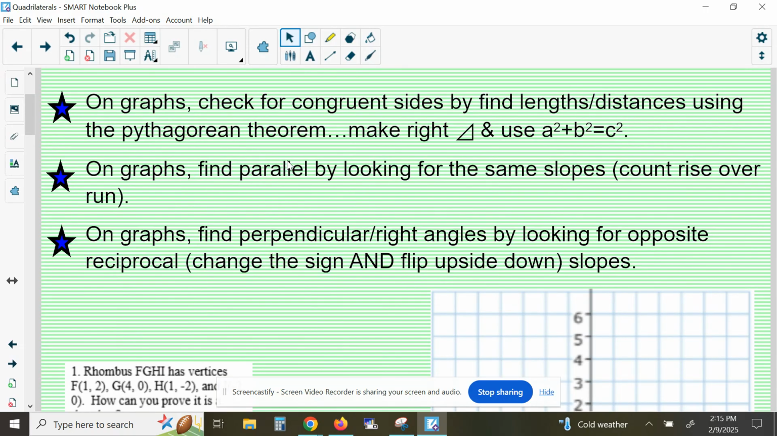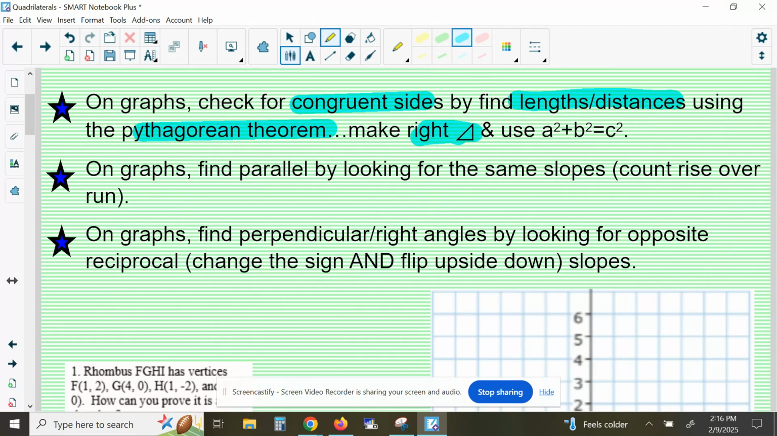The first one says, on graphs, check for congruent sides by finding the lengths and distances using the Pythagorean theorem. Remember how we make some fake right triangles if we need them in order to find the length of missing parts. Length and distance are the same thing. The length from me to the other side of the room is the same as the distance. So if you see length or distance, it means the exact same thing. In order to look for congruent sides, we're going to use the Pythagorean theorem. Don't forget to make right triangles and use a squared plus b squared equals c squared.